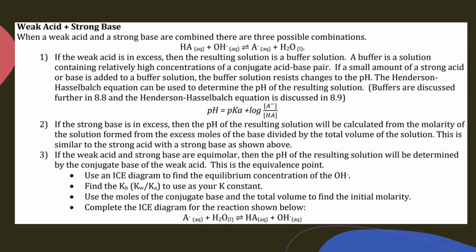If you have the same moles for your weak acid and strong base, then you're going to have to do something that should look a little familiar. Use an ICE diagram to find the concentration of the hydroxide, and then find your Kb, which is your Kw over your Ka, to use as your K constant. But we'll see some examples for different ones in a bit.